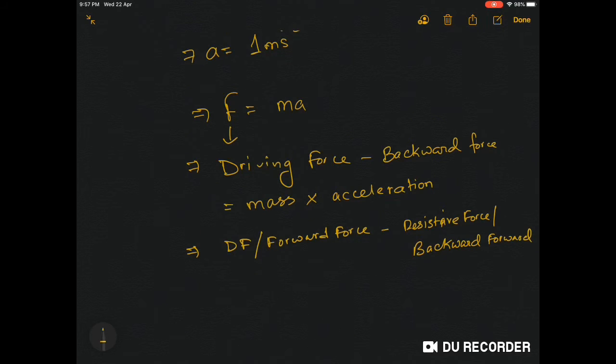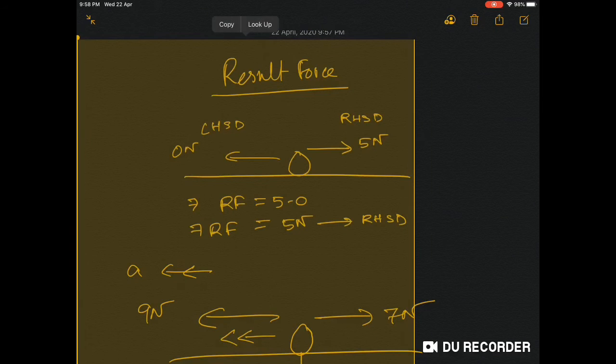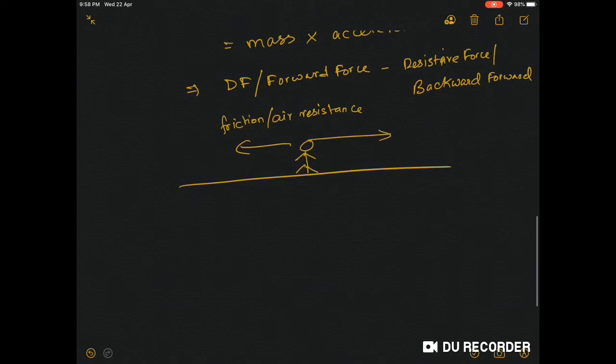By using our common sense, I can say on a road, if I'm moving forward, the opposing force is friction or air resistance, and the forward force is me overcoming these forces. This is my forward force, or my driving force.